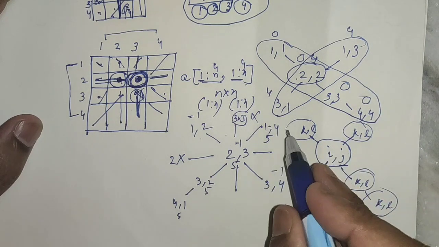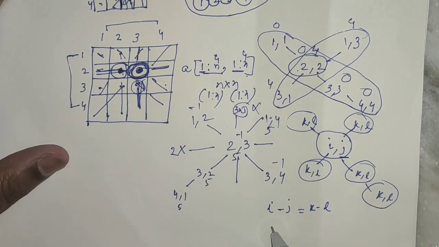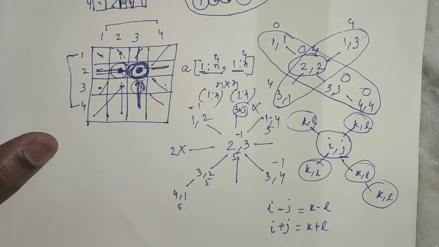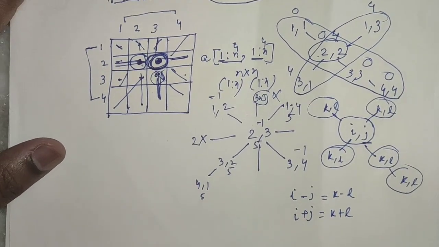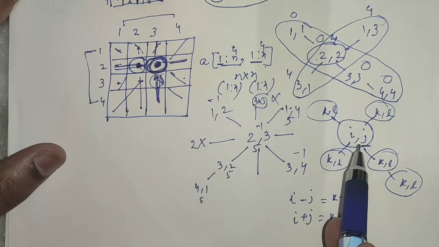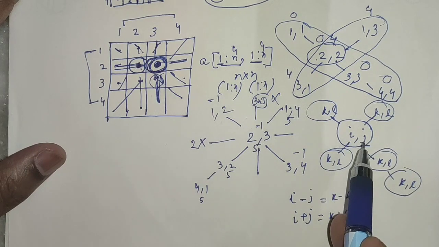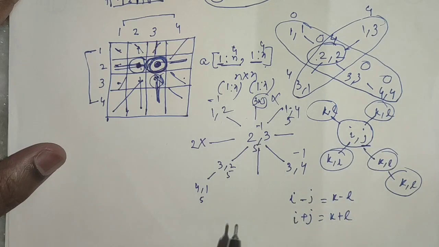That means this one says I minus j equals k minus l. That means their difference is the same. And the other relationship is I plus j equals k plus l. If either of these two relationships is satisfied, then the ith queen at jth column and the kth queen at lth column have a conflict.